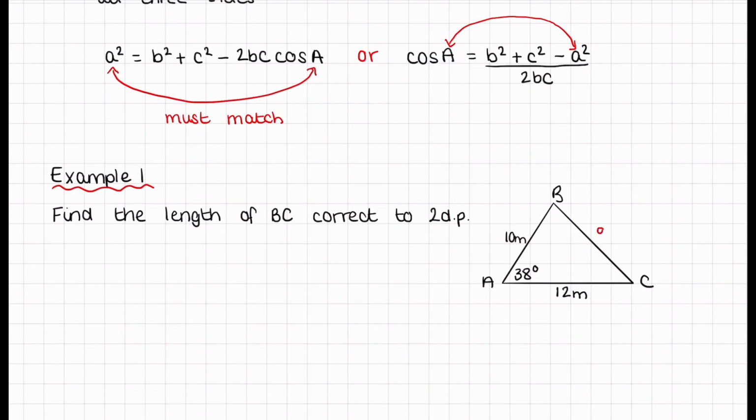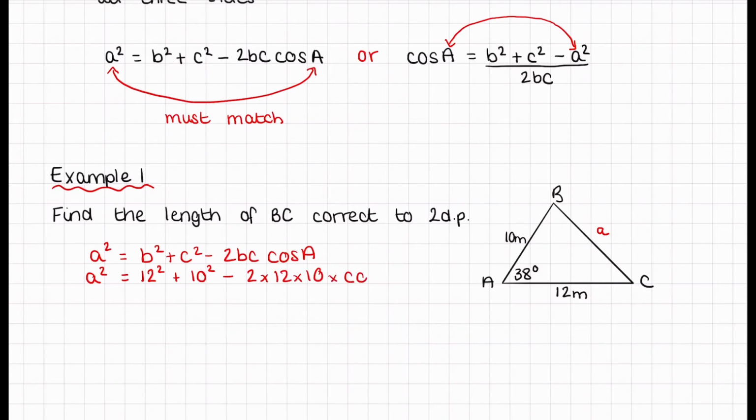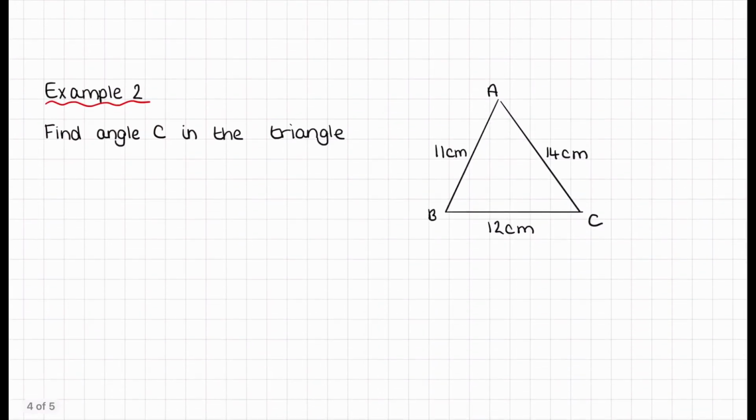So I'm just going to call that small a because it's opposite angle A. And we're trying to find the side, so we can use the first rule. So a squared equals b squared plus c squared minus 2bc cos A. And just put our values in. So we're trying to find a, so a squared equals b squared, 12 squared, plus c squared, which is 10 squared, minus 2 times 12 times 10 times cos, and the angle is 38. So work that out, you get a squared will equal 54.877419, etc. And then we've got to square root that, so we get a equal approximately 7.41 meters.